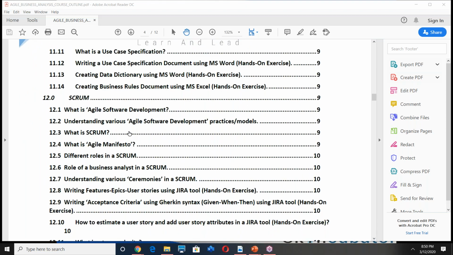Then comes the Scrum, which is where we'll be focusing on. We'll talk about the Agile software development domain, or there are different types of Agile frameworks within the Agile umbrella. We'll talk about those. And specifically, we'll focus on two of those, which is Scrum and Kanban.